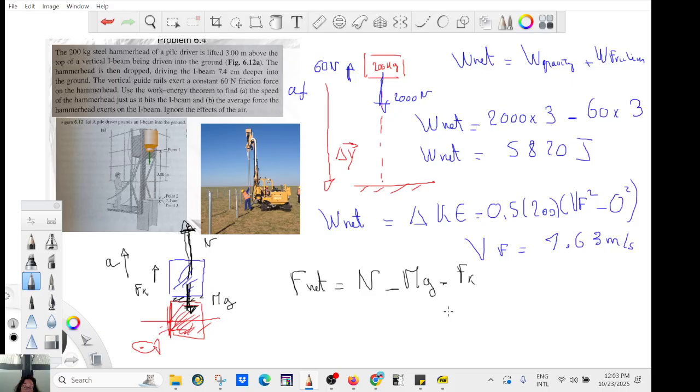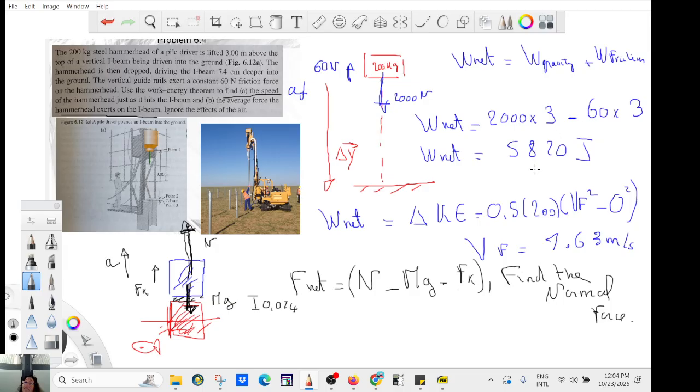They gave me the question. They gave me that is 60, that is 2000. So what do they want? The average force the hammerhead exerts on the beam. That means find the normal force. So we have 2000. We need to find the normal force. You hit something, it's going to hit you back. But it says here that the distance it's going to go in is 0.074.